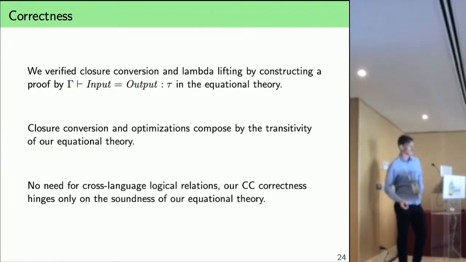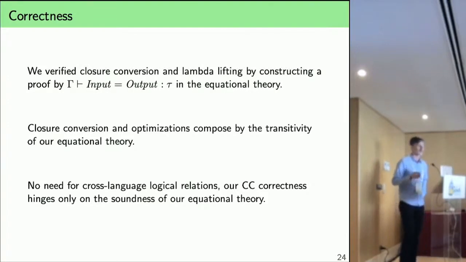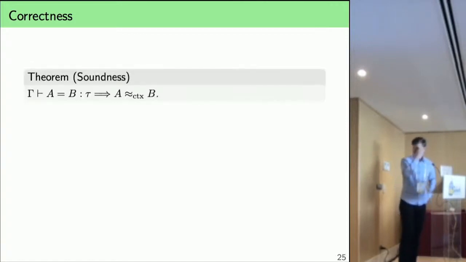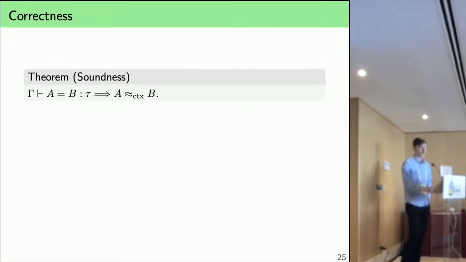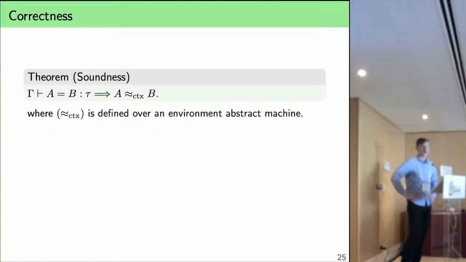And there was no need for cross-language logical relations, which are the common approach for proving the correctness of closure conversions. All that matters is that our equational theory is sound. So soundness is defined as: if you have an equation, then the two expressions must be equivalent in the operational semantics. And we define our operational semantics over an abstract machine, an environment abstract machine.